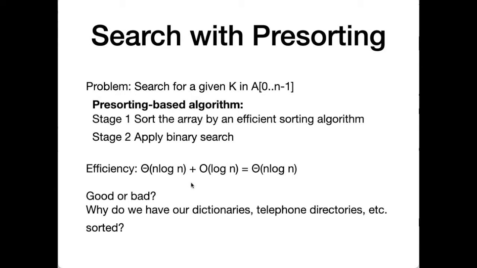But, since there are 2 stages that we need to assess, which are the transform part plus the conquer part, the total efficiency or running time for this algorithm is n log n plus log n, which is bounded above by n log n. So, ang running time niya is n log n pa rin. Okay. So, the question is, is it good or bad?